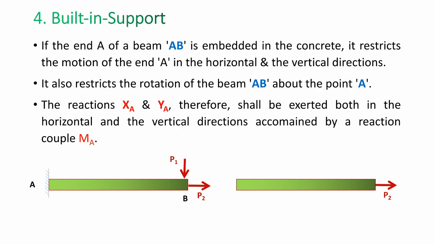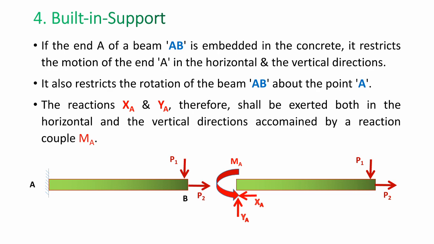When the P2 force is acting, automatically the same reaction force in the same line of action is going to be generated, that is the x component. And similarly, when the P1 force is acting, there is a component force acting in the vertically upward direction, because the restrictions are given at A, not at B. So then the reaction forces are also generated at A only.